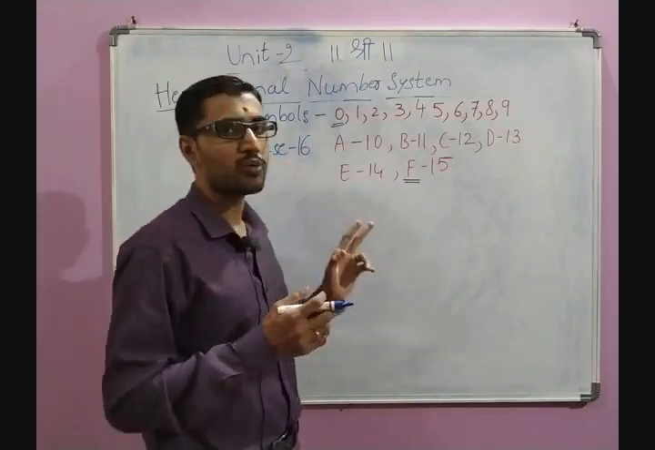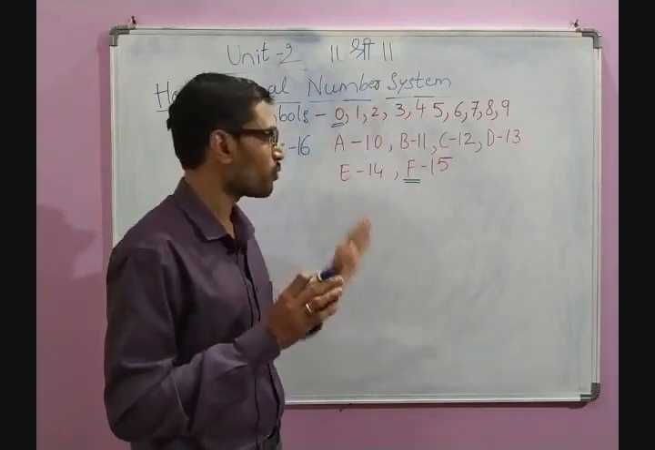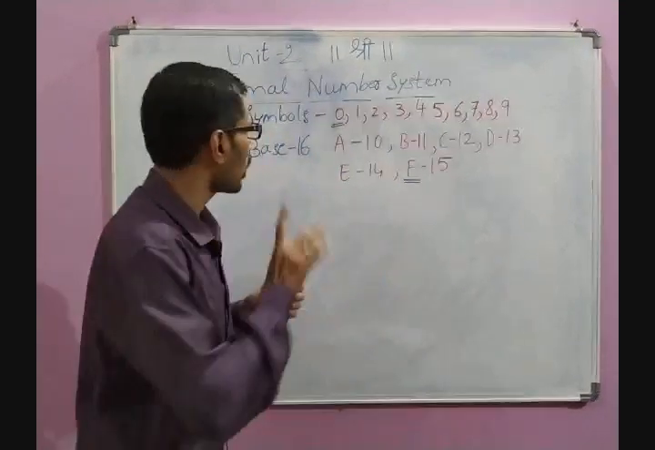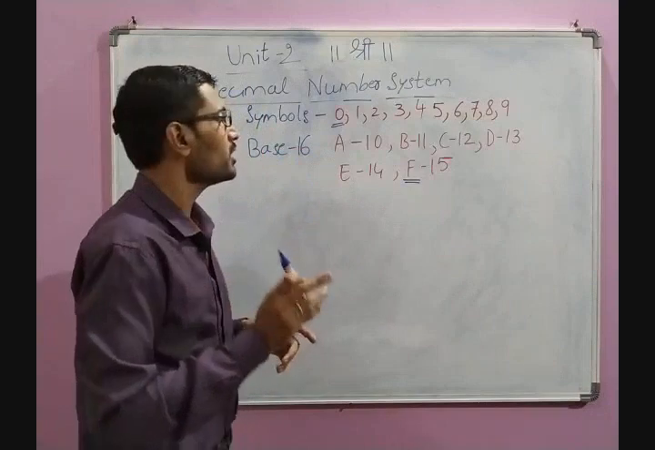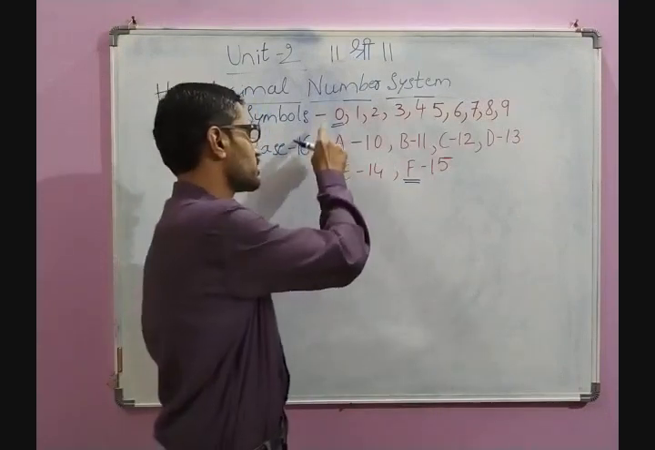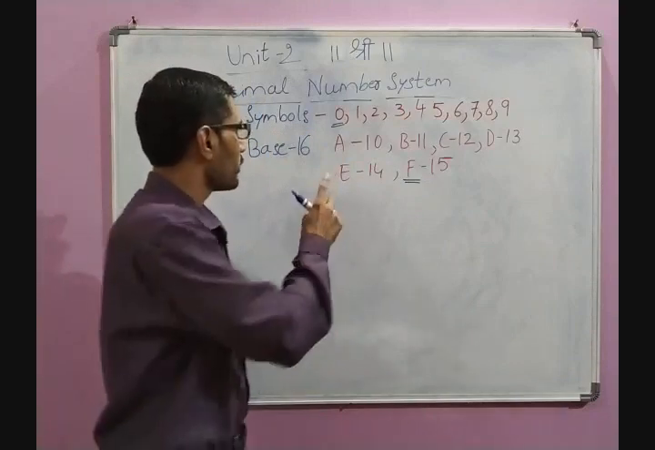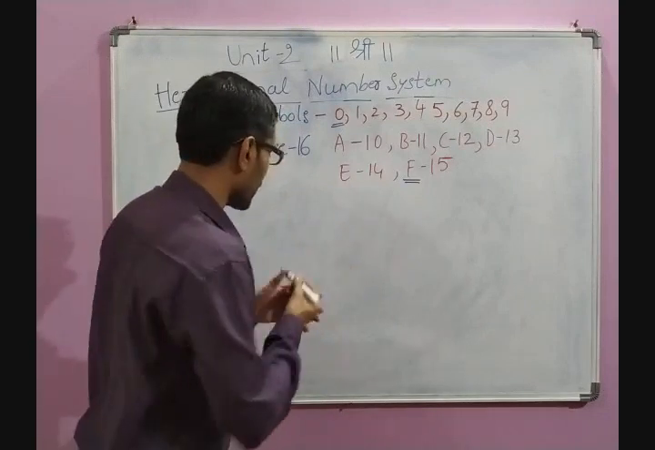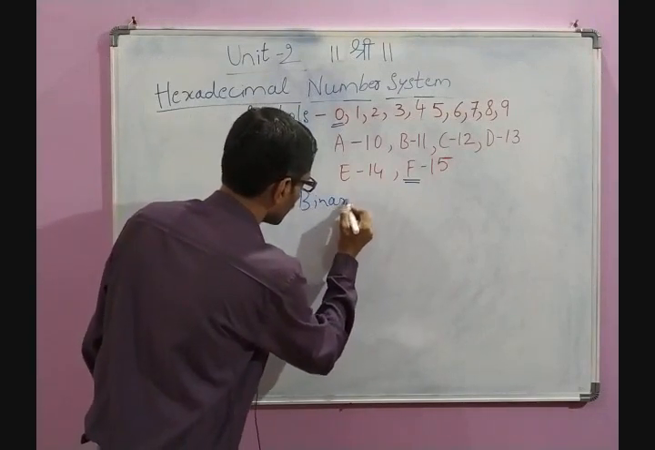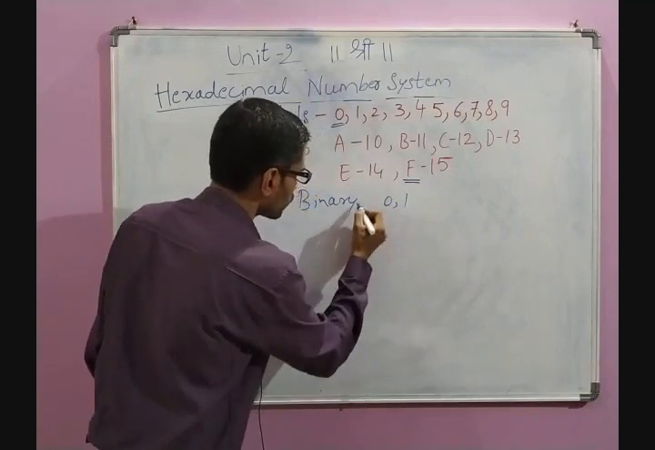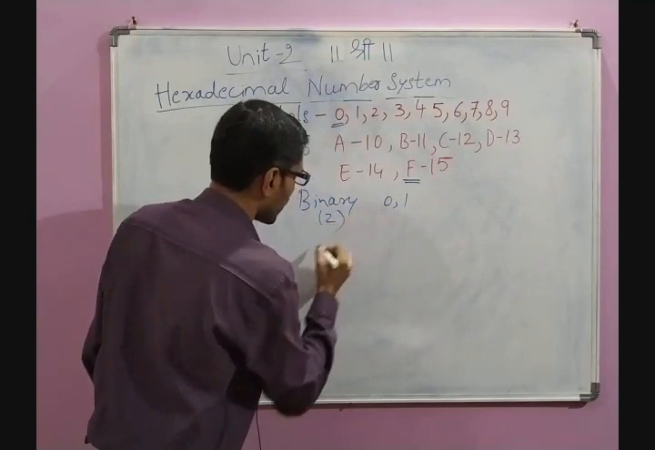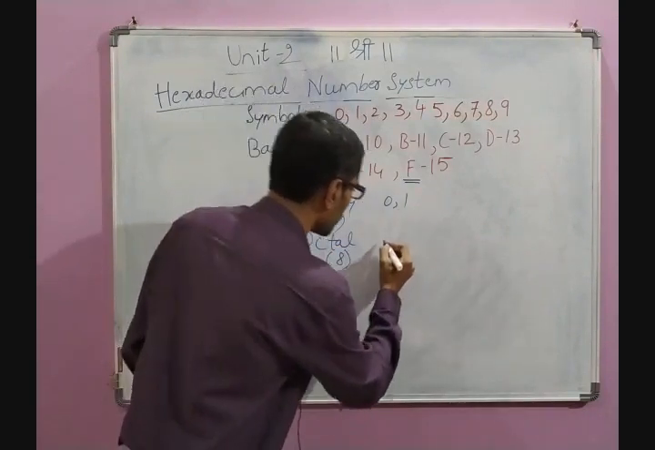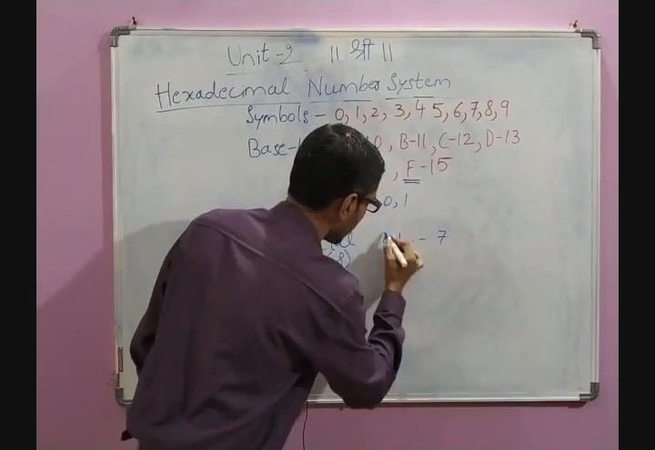Depending on what base we have, we will have that many digits or symbols. So the number of digits or symbols is always equivalent to the base, and the smallest digit will always start with 0, and the largest digit will always be 1 less than the base. Same thing we have studied in case of binary. In binary, we have only two symbols, 0 and 1. The base of binary is 2, and for octal the base is 8, and the symbols are 0, 1, 2, and so on up to 7.